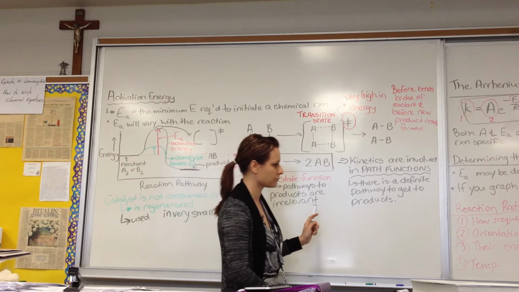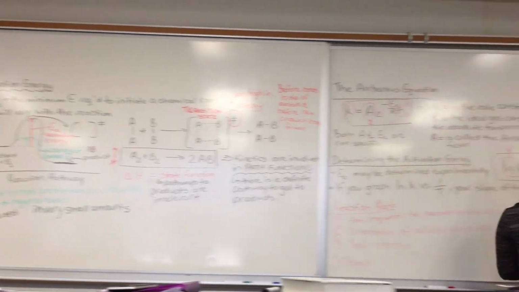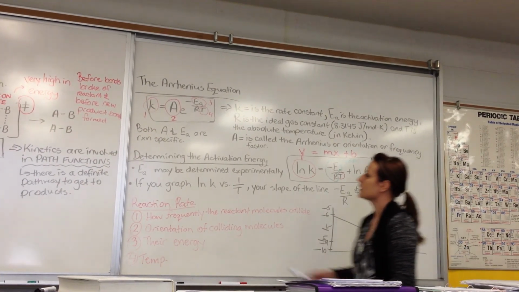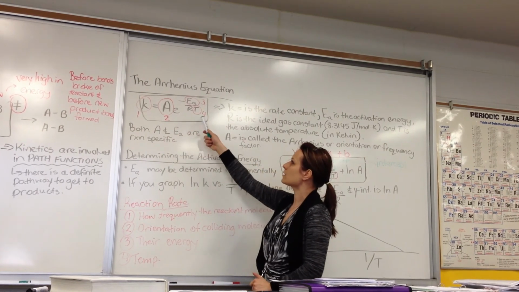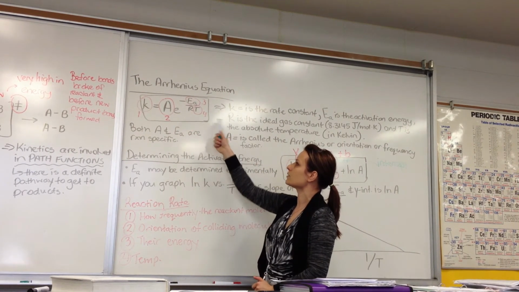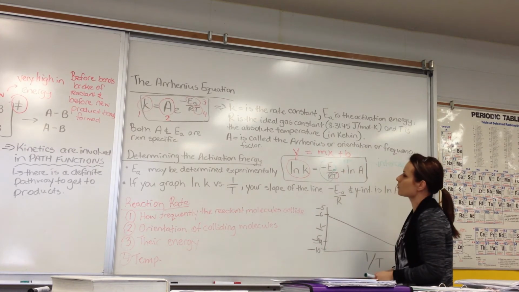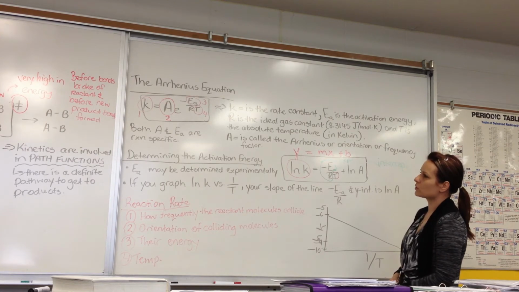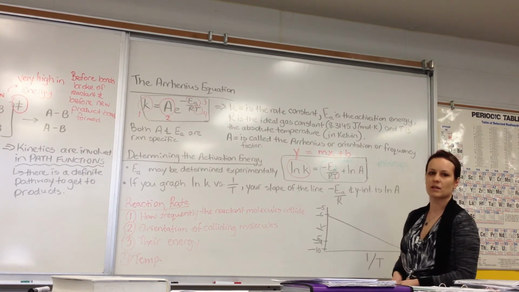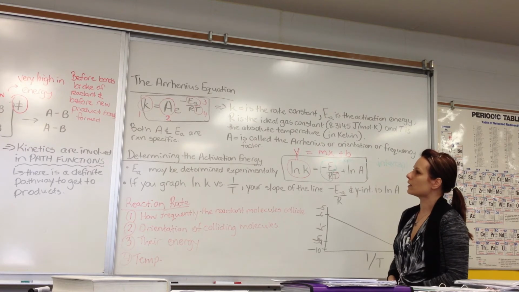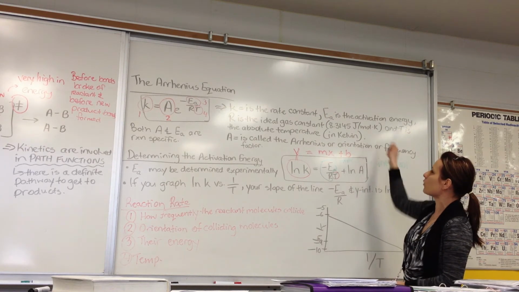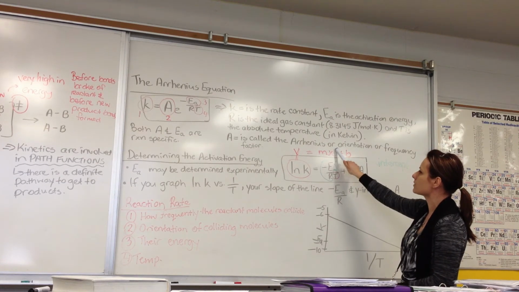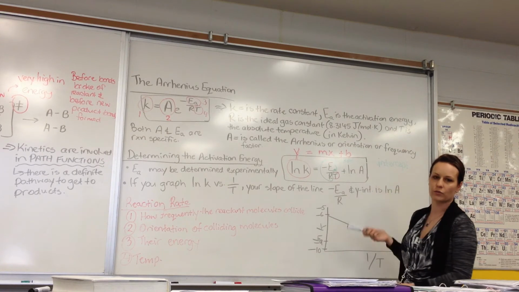Okay, so let's have a look at the Arrhenius equation. The Arrhenius equation is k equals A e to the power of negative Ea divided by RT, where k is the rate constant, Ea is the activation energy, and T is absolute temperature, which means the temperature is in Kelvin. R is the universal gas constant, 8.3145 joules per mole Kelvin. And A is called the Arrhenius factor, or the orientation or frequency factor.